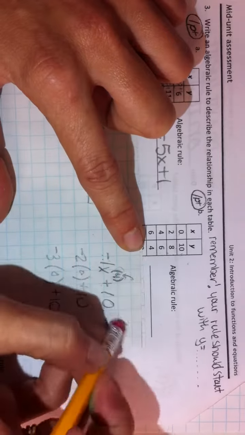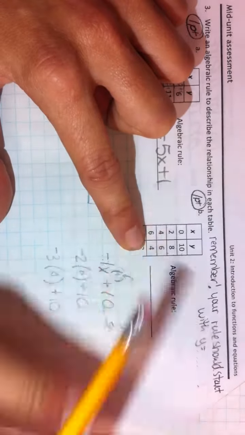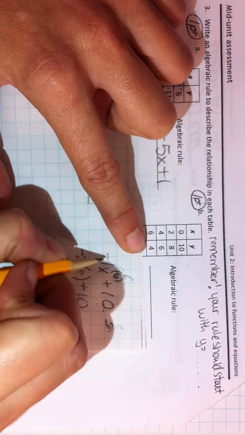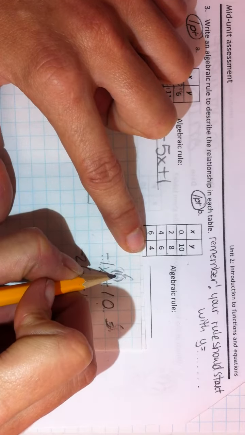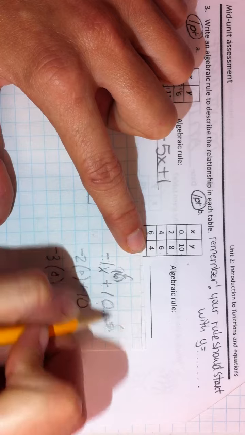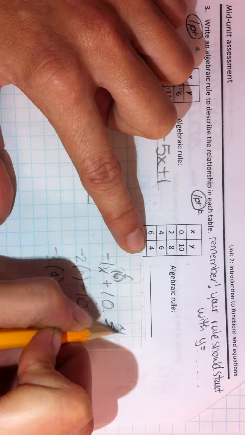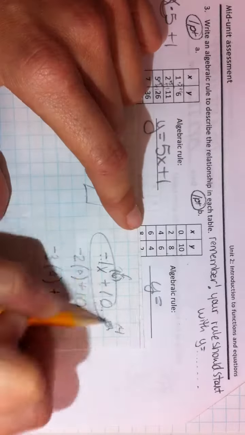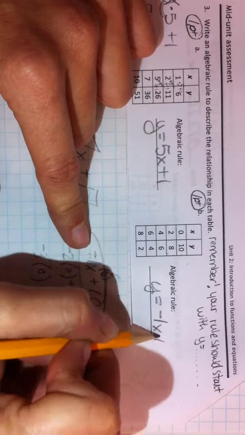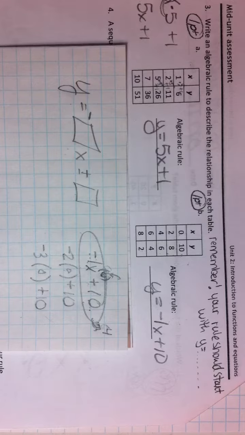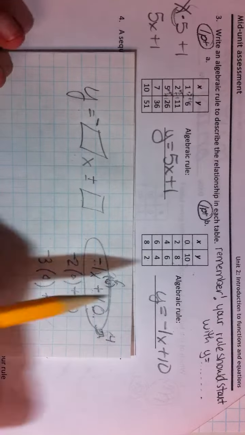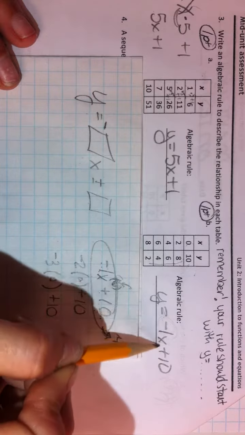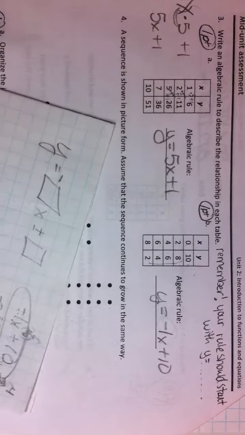Let's double check one more time. If I put in a 6, I'm hoping to get out a 4. -1 times 6 is -6, plus 10, I pop out a 4. So it works every time. So my rule is y equals -1x plus 10. I know that's a hard one, but realize that when the output is going down, that number you have to multiply x by, or the input by, is going to be negative.